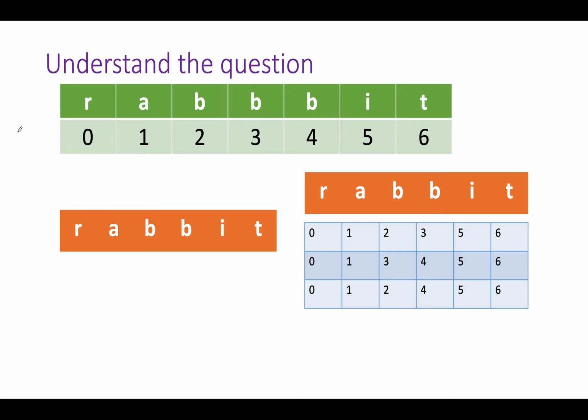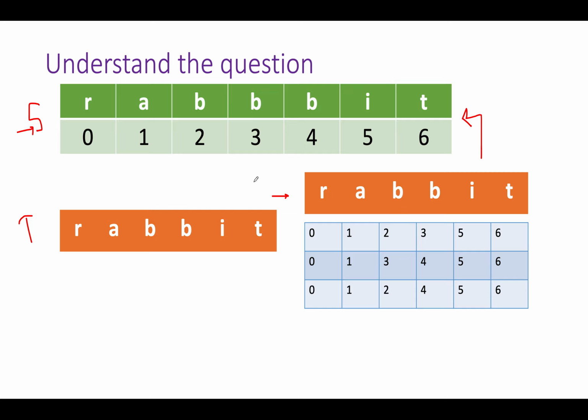So let's take the same example that was specified in the question. This is the string s that is given to us. This is the string t that is given to us. The string s has 7 characters, RABBBIT, and string t has 5 characters, RABBIT. In how many ways can rabbit be formed out of the input string s? Its count is 3. How?